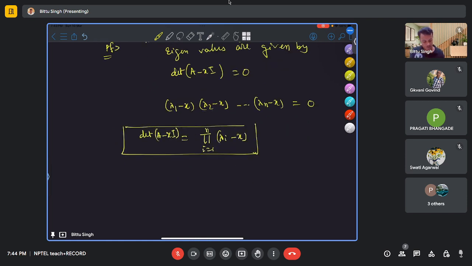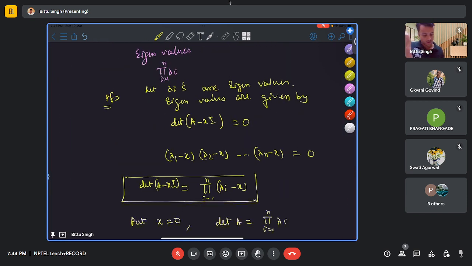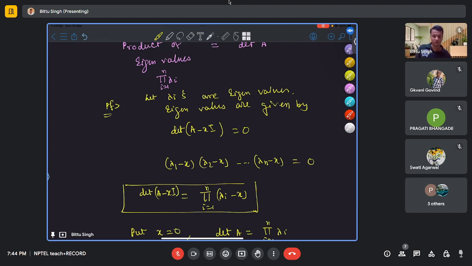Now, this is an identity, and you can put x as any real number or any number from the field. So put x equal to 0. Since this is an identity, we are getting the determinant of A on the left, and putting x equal to 0 on the right hand side, we are getting the product of the lambdas. From here you can conclude that the product of the eigenvalues is actually the determinant of that matrix.